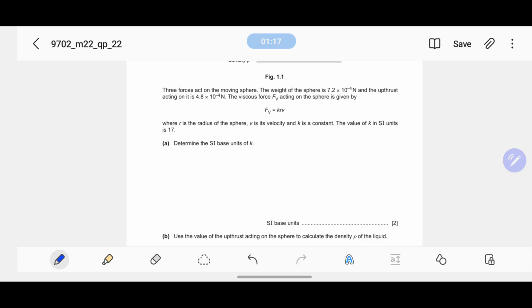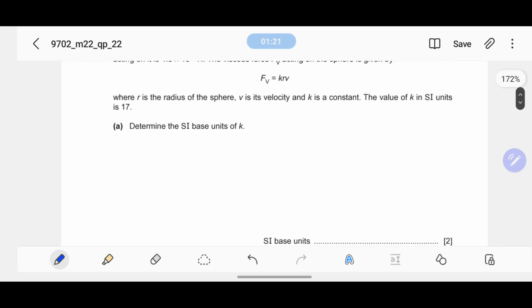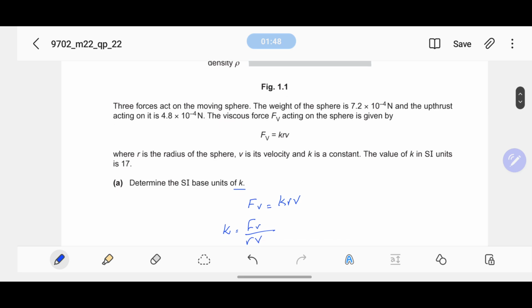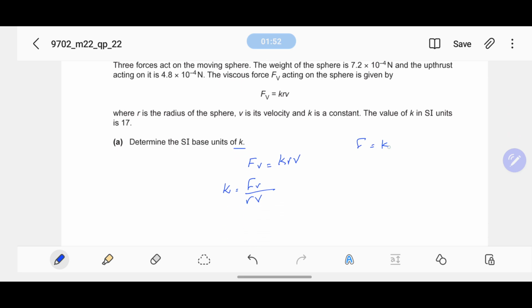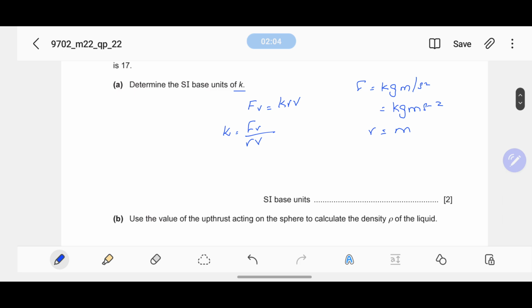Okay, so first of all, if you need to find the SI base unit of any value, just forget all the constant values and just assign the base units. For example, right now I have the formula Fv = krv, and I need to find the base unit for k. So I'll make k the subject: k = Fv over rv. Now Fv is force, which has a base unit of kilogram meter per second squared, or kilogram meter second minus 2. r is the radius, measured in meters, and v is velocity, measured in meters second minus 1.